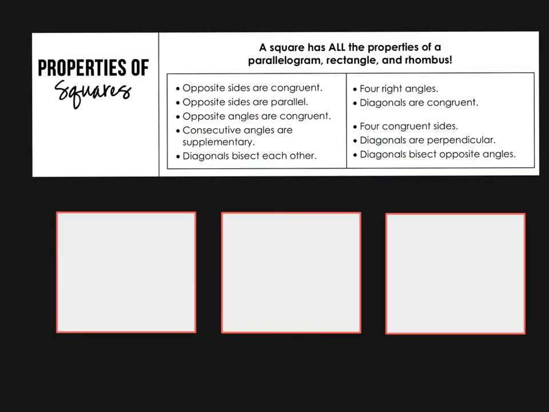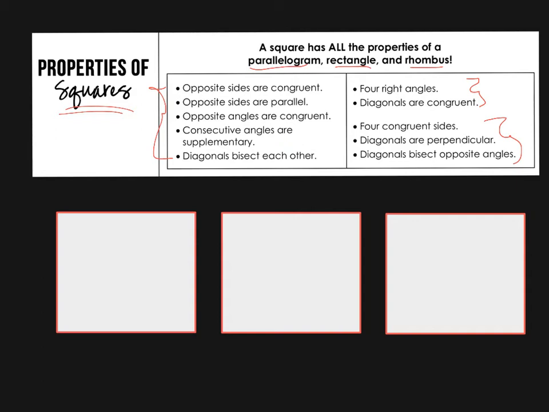And now we're on to squares. Perfect. This is going to be the easiest of all. Why? Because squares have the properties of all parallelograms. They also have the four right angles and congruent diagonals from rectangles. And then they have the perpendicular diagonals, four congruent sides, and bisected opposite angles from the rhombi. All right. So here's all of our parallelogram stuff. Here's the rectangle stuff, and here's the rhombi stuff.